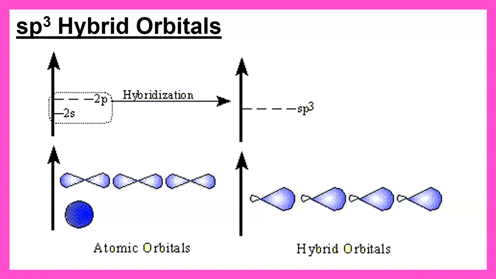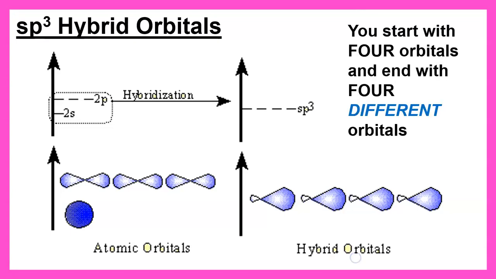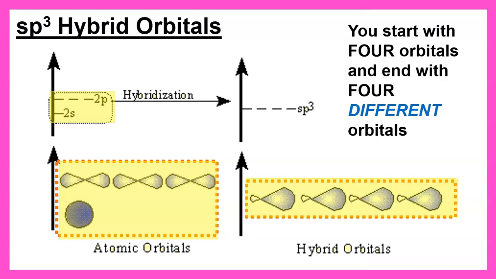sp3, we're going to start with 4 and end with 4, but they have different shapes. And if you look, now there's no unhybridized. And all of my orbitals are now at the same energy level. I now have 4 new shaped orbitals that are available to overlap and bond. I can make 4 bonds now, can't I, that will have the same energy and the same length. Right? New shapes here, new energy here.